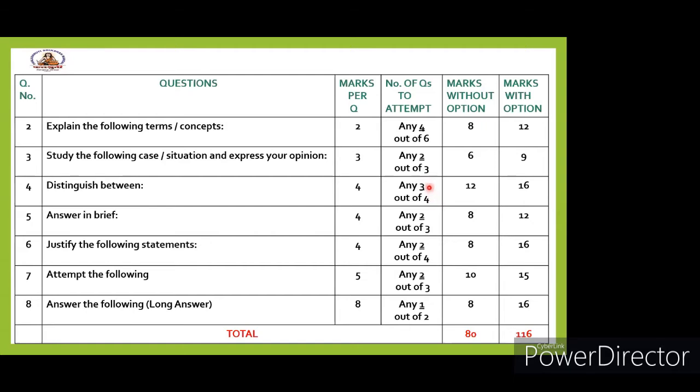So out of 4, you have to write any 3. And each one is for 4 marks. So it means we expect from you to write not less than 4 points. And if your points are all correct, you can get full 12 marks here. Full 12 marks here. So can you see how scoring it is? So let's look at it.